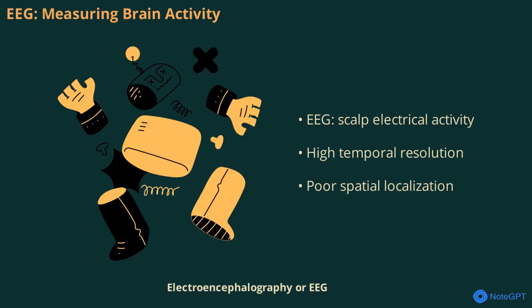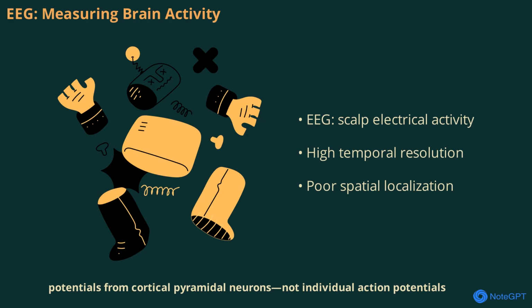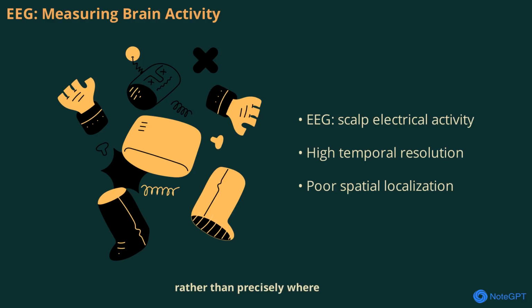Electroencephalography, or EEG, is a non-invasive method that records electrical activity from the scalp. What EEG actually measures are the synchronous postsynaptic potentials from cortical pyramidal neurons, not individual action potentials. EEG offers excellent temporal resolution, capturing changes in brain activity within milliseconds. It's direct, non-invasive, and relatively affordable. However, its spatial resolution is poor, and it's sensitive to artifacts like eye blinks or muscle movement. EEG is best suited for studying when processes occur in the brain, rather than precisely where.